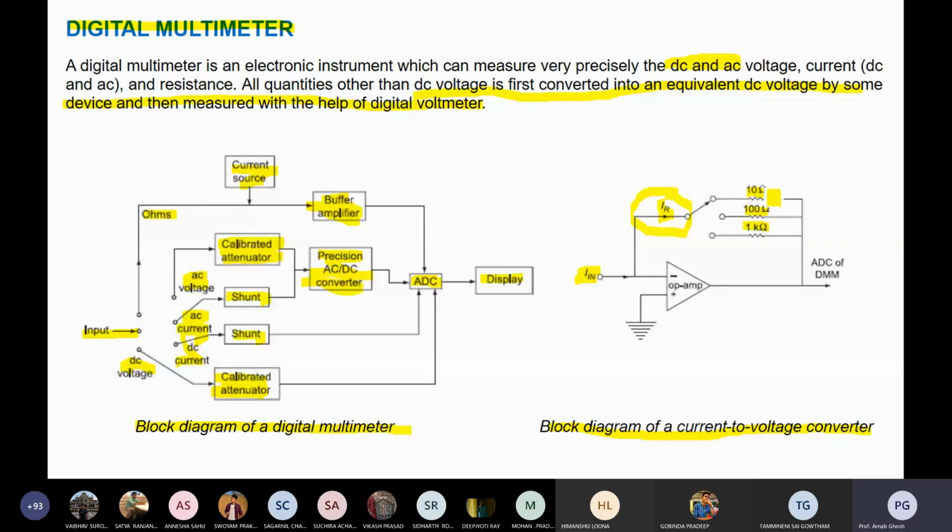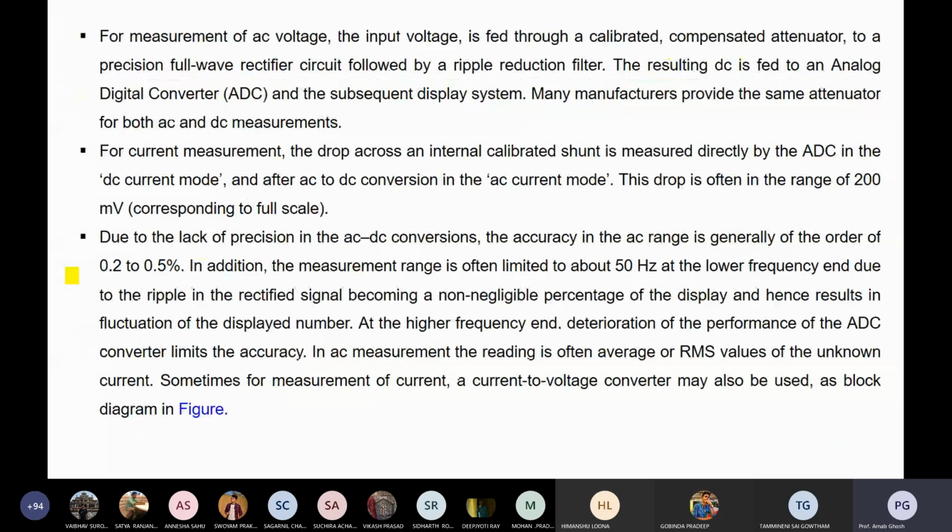Then you can see the ADC in the DMM, the digital multimeter. In all the cases there is an analog to digital conversion, so the ADC converter is always there with your instrument. So that's the important thing. What are the most important points? That I am going to discuss.